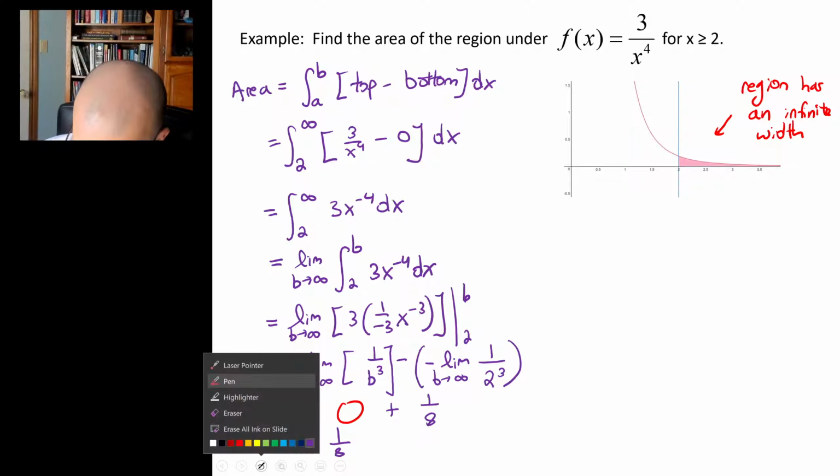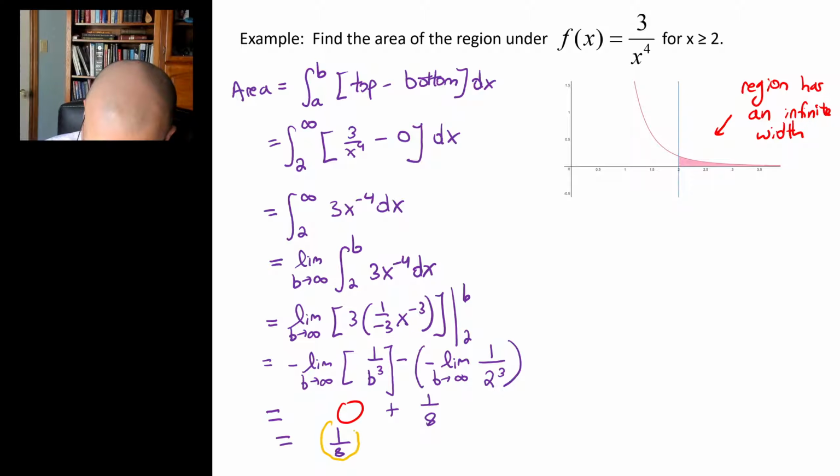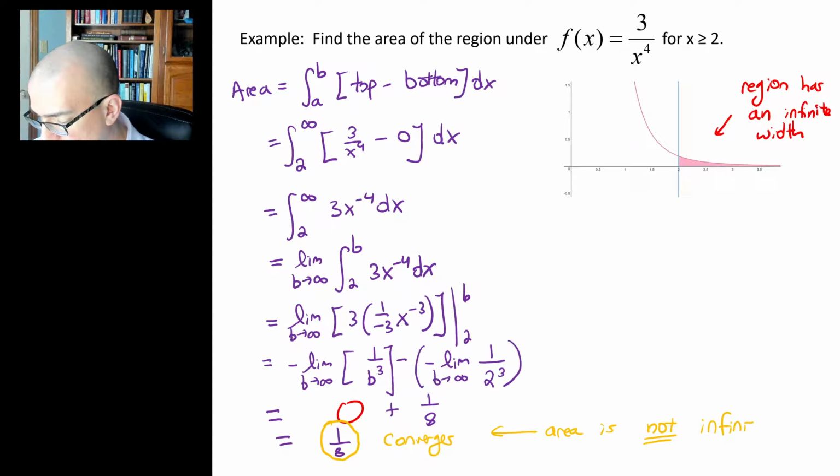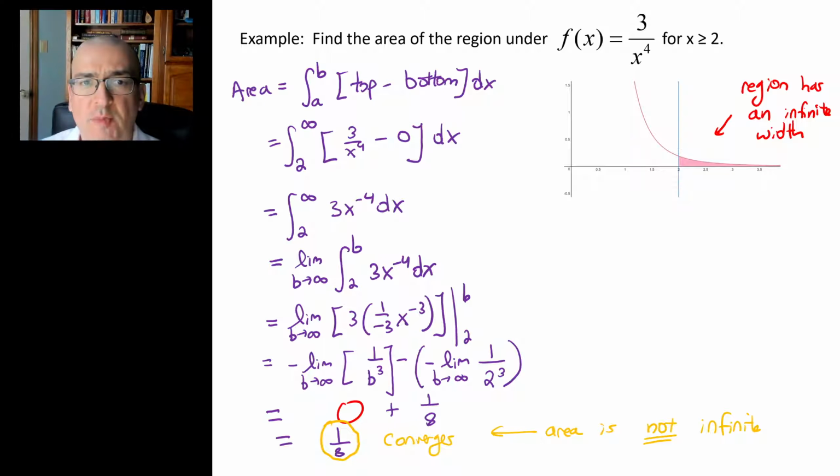That's not 0. Oh, so that's not infinity. It converges. The area is not infinite, despite being infinitely wide. This should bother you immensely that this has happened.